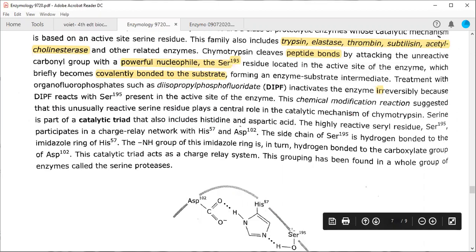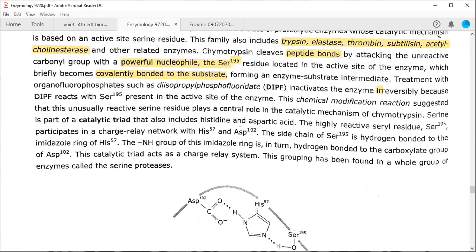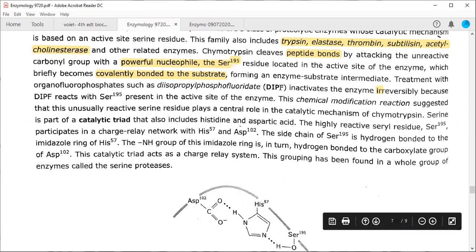will not be broken, because we know covalent catalysis involves the temporary formation of a covalent bond. It should be reverted back. But if DIPF reacts with this particular enzyme, it will permanently bond to this particular serine, so it will not allow the serine to react at all in the active site of the enzyme.